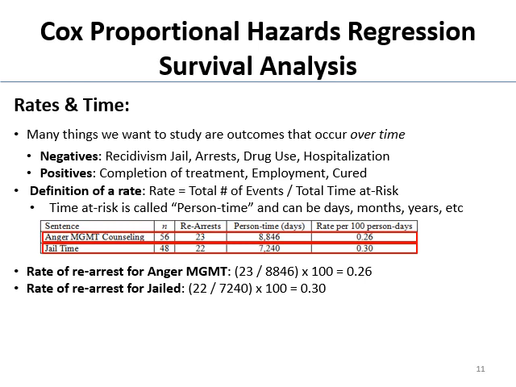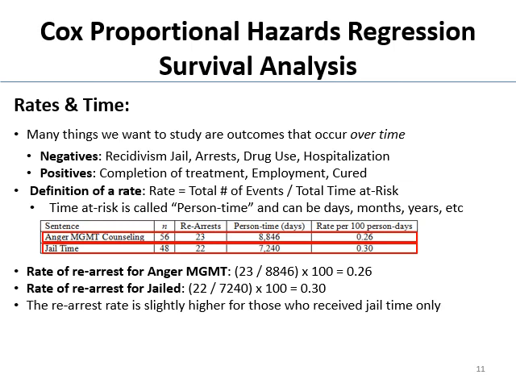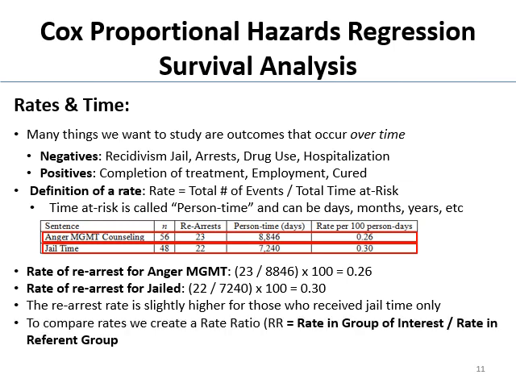So it looks like their rate, if anything, is a little bit higher, right? We don't know if that's significantly higher than 0.26, the anger management group, or not. That's why we run this test. But that's all a rate is. Their rate was 0.26 for anger management, and their rate of rearrest for jail was 0.3. So the rearrest rate does appear to be slightly higher for those who receive jail time only. And so to compare the rates, we actually don't compare the raw rates. We do a rate ratio, like with logistic where we did an odds ratio. Same thing here, but we do a rate ratio, which is the rate of the group of interest divided by the rate of the referent group.